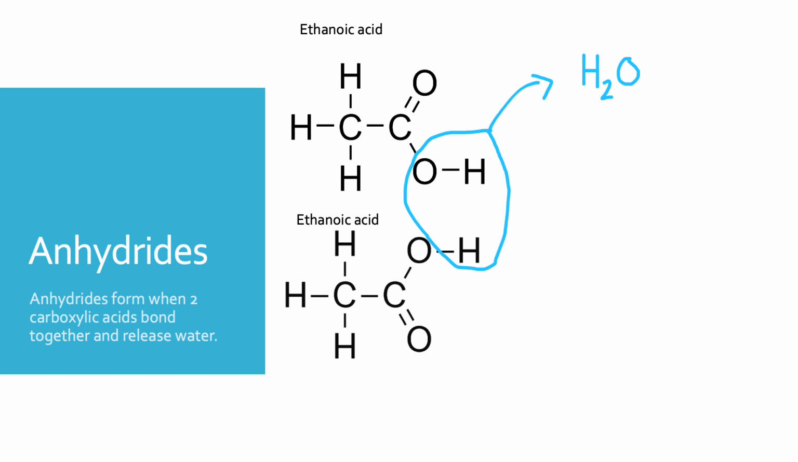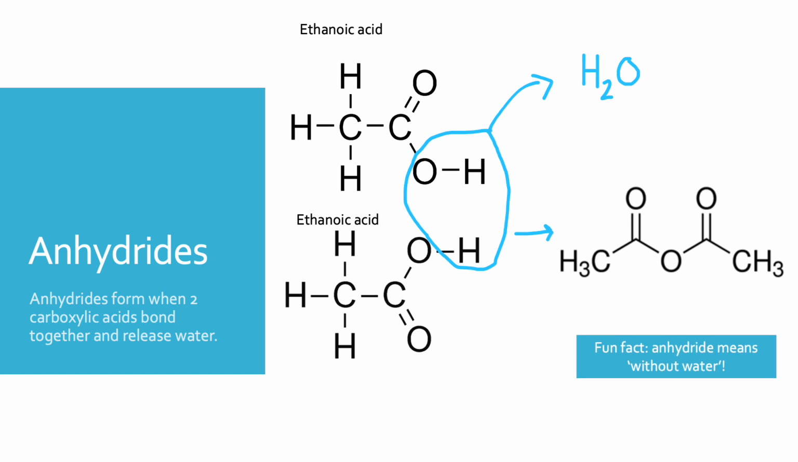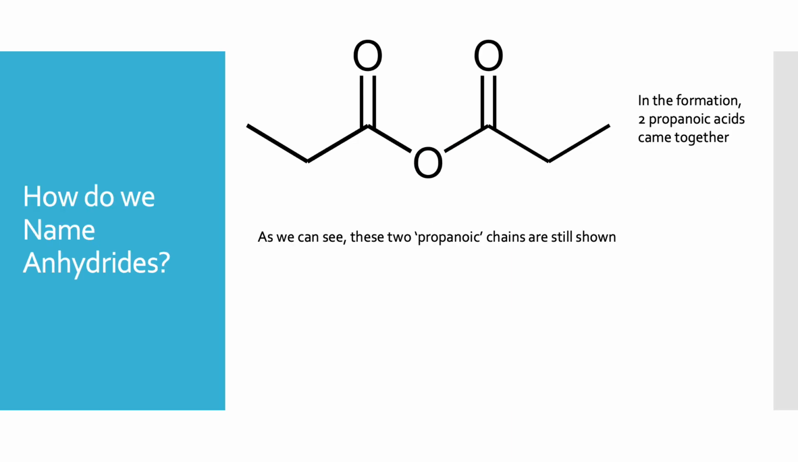This is going to result in a molecule that looks something like this, where 2 carbons are connected to a single bonded oxygen, and each carbon is also connected to a double bonded oxygen. This is what an anhydride looks like. An easy way to remember this is that the term anhydride means without water, and that's exactly what this molecule is. 2 carboxylic acids combined without a water.